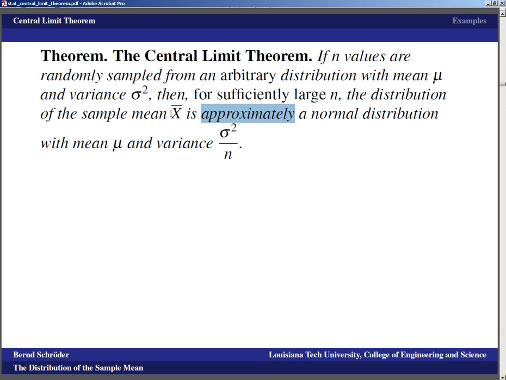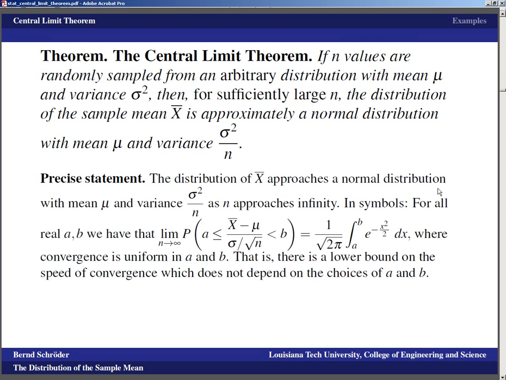And again, we know that x bar will have mean mu and variance sigma squared over n, but we don't know the distribution. And the central limit theorem says that it's approximately a normal distribution. Now that approximately I can make precise, but you may not like it, because in some ways I don't like it either, because here's the precise statement.